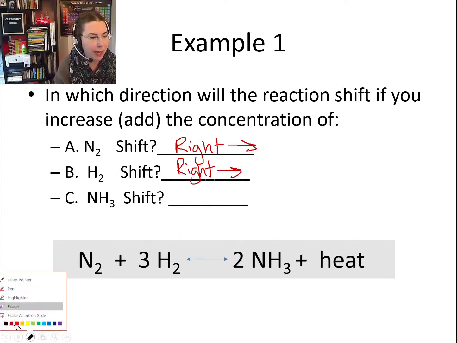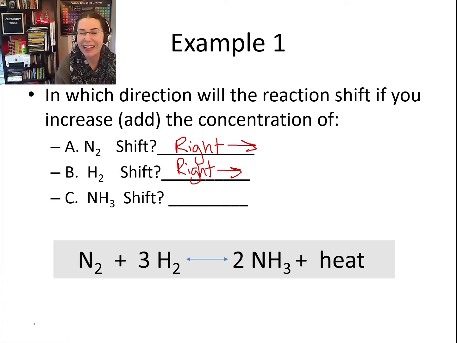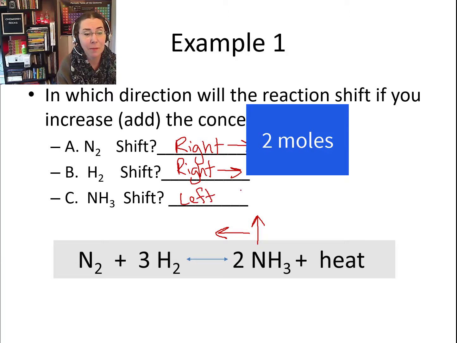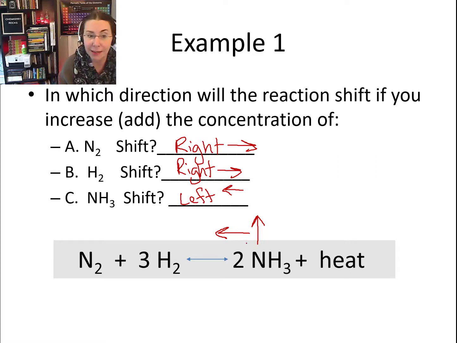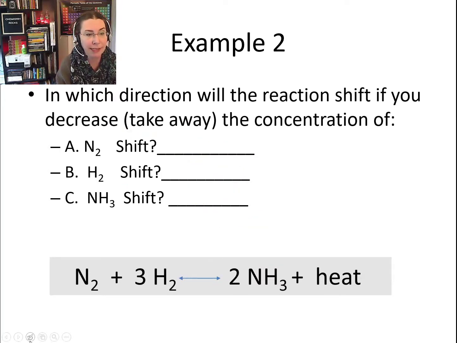What is going to happen if we add ammonia? Try this one. So if we add ammonia, that's on what we traditionally think of as our product side, which means we are going to shift left. Because if we add product, that means we're going to go back, we're going to make more reactant. We're going to shift away from the thing that we added. And all of these we're asking about adding. Great. Let's go to our next example.